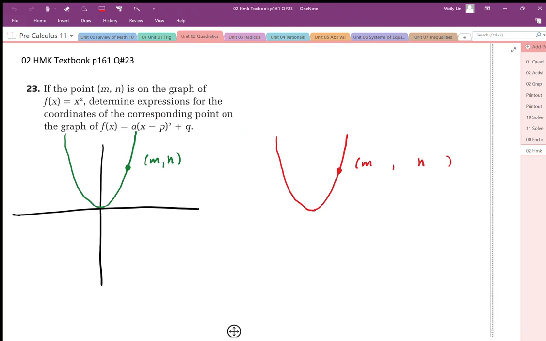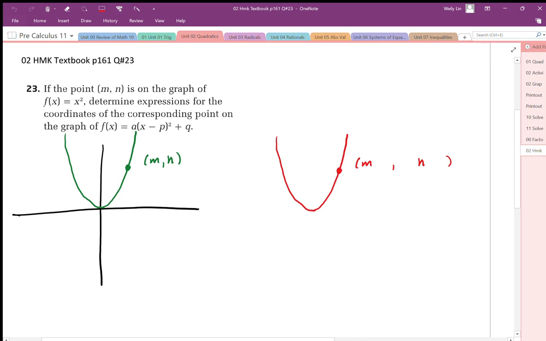In this question, we've been given a parabola, f of x equals x squared, and (m, n) is some point on that parabola. So what I've done is drawn the parabola, x squared, in green, and randomly put some point (m, n) on this graph. It could be any point on the graph, so I'm just putting it right there. And we need to figure out where that coordinate ends up when we do a vertical expansion of a, a horizontal shift of p, and a vertical shift of q.